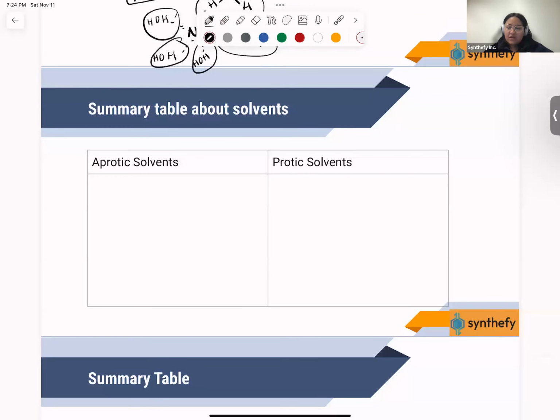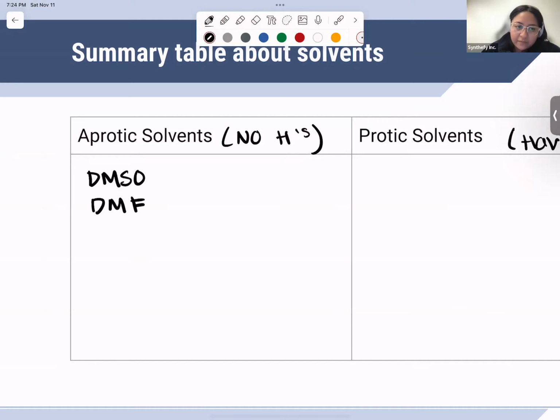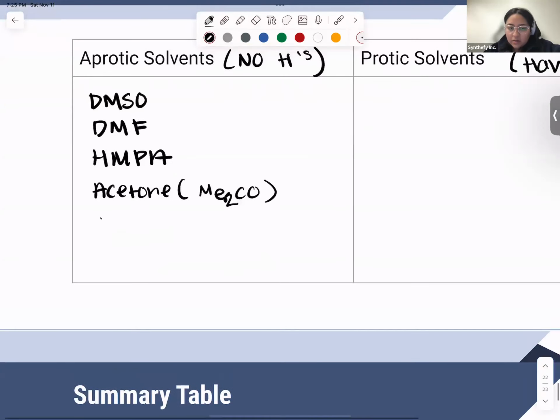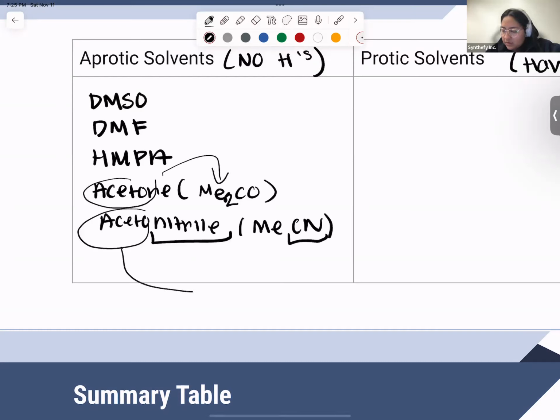So a summary table for this. Aprotic solvents have no hydrogens. Protic solvents have hydrogens. So let's look at some aprotic solvents. Common compounds are DMSO, DMF, HMPA, acetone, also denoted as Me2CO, and acetonitrile, just MeCN. The nitrile is this. The aceto in acetone is this.